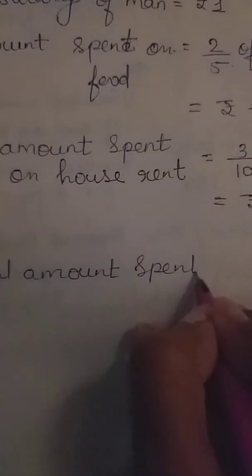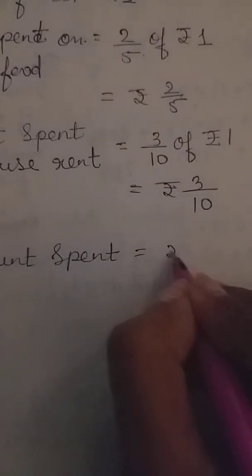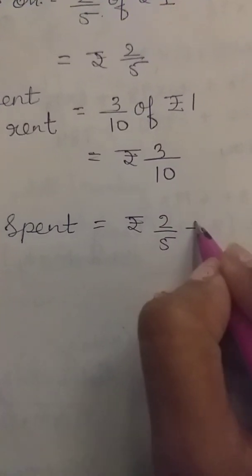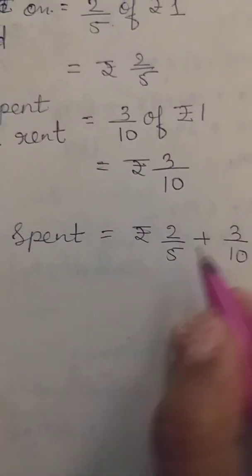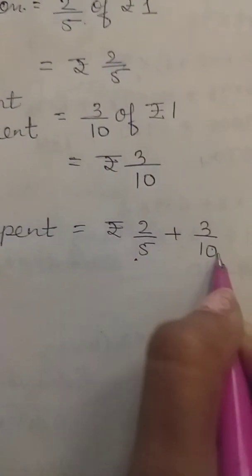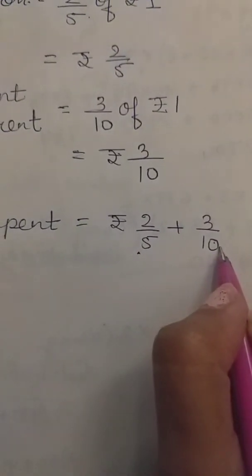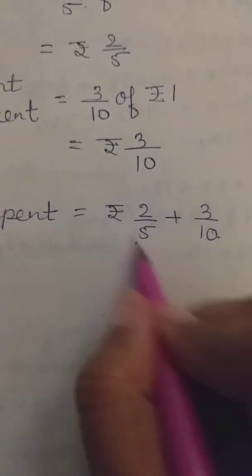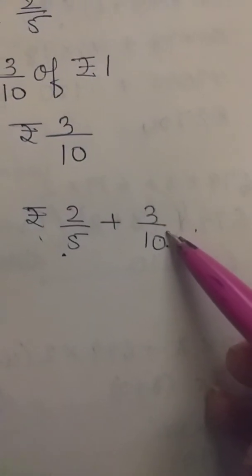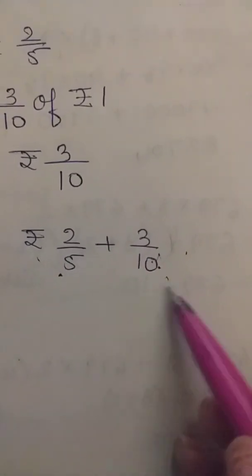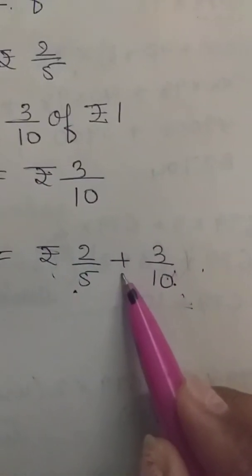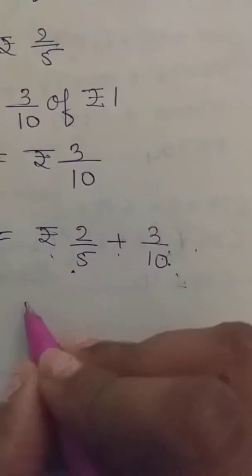So total amount spent is equal to rupees 2/5 plus 3/10. So let me remind you, this is the amount spent on food and this one is spent on house rent. So we'll add these two. Now before addition, see the denominator which is not equal. So this unlike fraction we have to first convert into like fraction and then we'll go for addition.